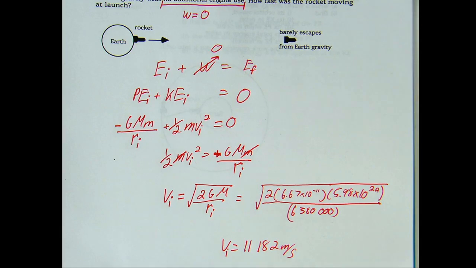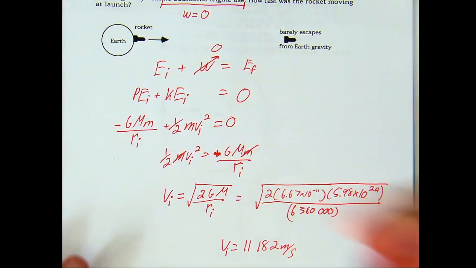I want to double check that number. 6.67 times 10 to the negative 11, 5.98 times 10 to the 24 divided by 6,380,000. Yeah, there we go. So this thing's moving relatively quickly.